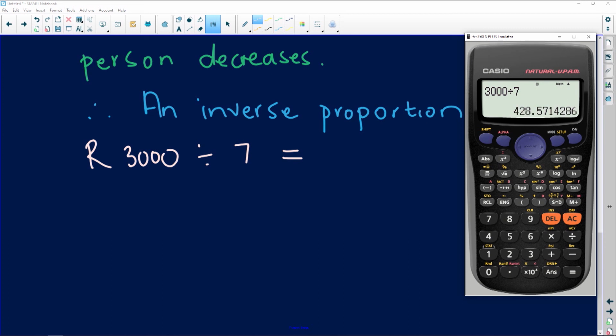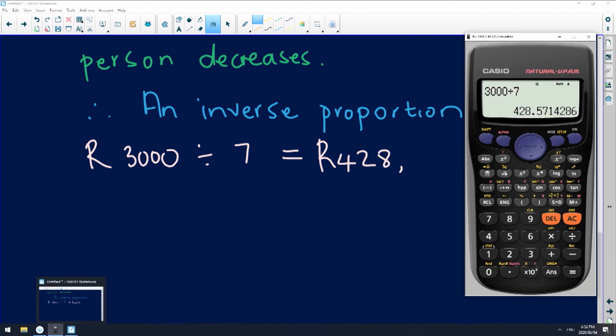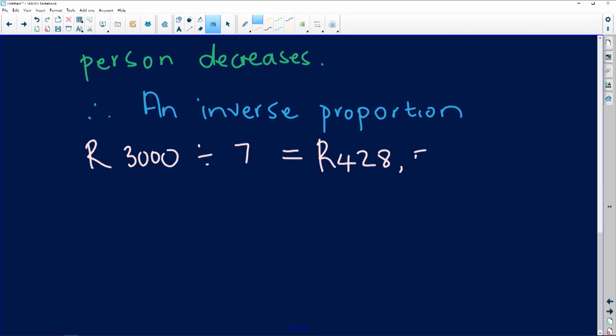428 Rand and 57. Just check that again, and 58, no, 57, sorry, I'm rounding it off to 2 decimal places. Money is rounded off to 2 decimal places, so you have to round that off to 2 decimal places unless stated otherwise.